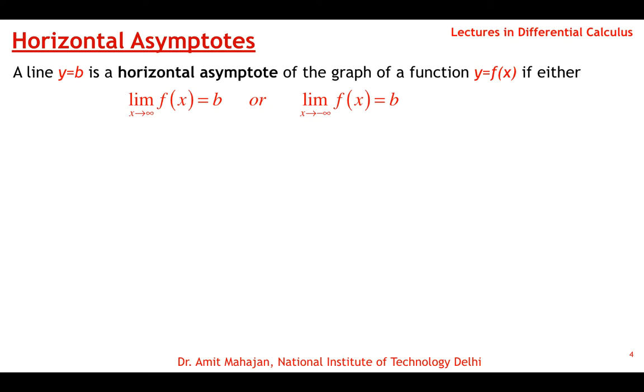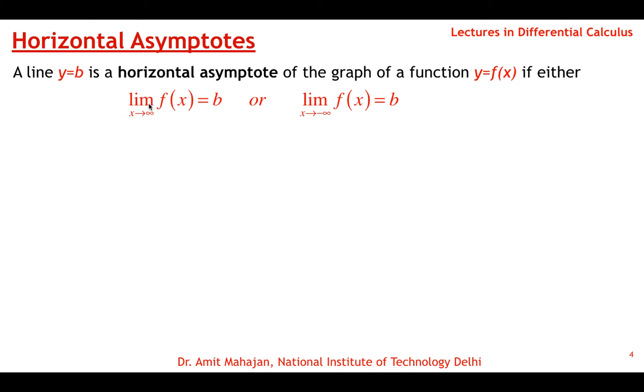Now the important thing that we can calculate from here is asymptotes. When x grows large to plus infinity or minus infinity, we can calculate horizontal asymptotes. Horizontal asymptotes are straight lines parallel to the x-axis, so you can represent those lines by the equation y is equal to b. A line y is equal to b is a horizontal asymptote of the graph of a function y is equal to f(x) if either this holds or this holds.